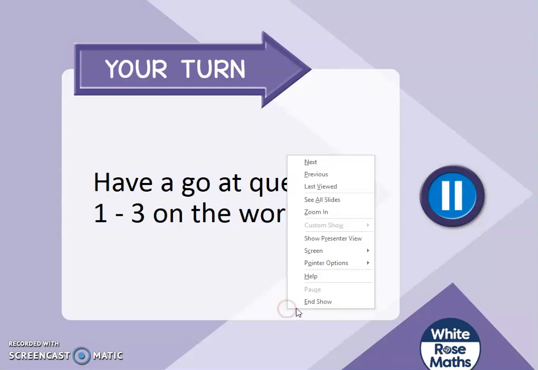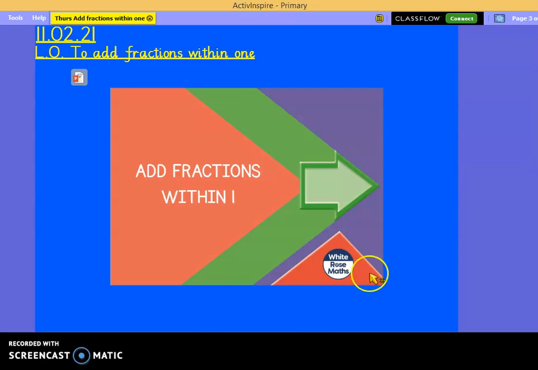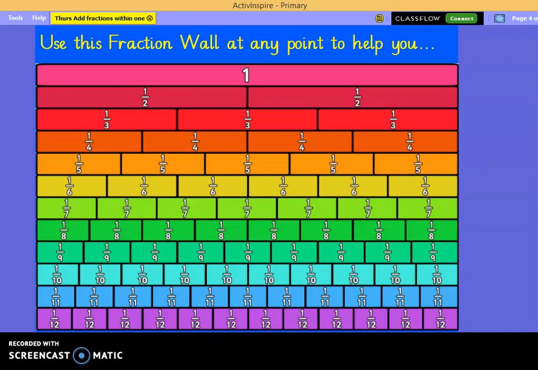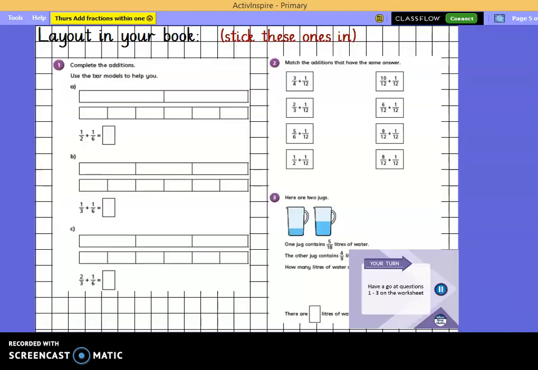Your turn, please, to have a go at questions 1 to 3 on your worksheet. You could use this fraction wall to help you at any point with equivalent fractions. This is how I'd like you to lay your work out for these questions. Because we need the fraction strips, we're going to record these directly into our books. For number 2, you can choose to stick it in your book, or you may wish to write it down neatly so you can do your conversions. When you've finished all the way to the end of number 3, pause and come back to me.